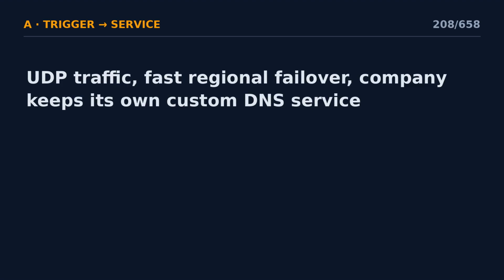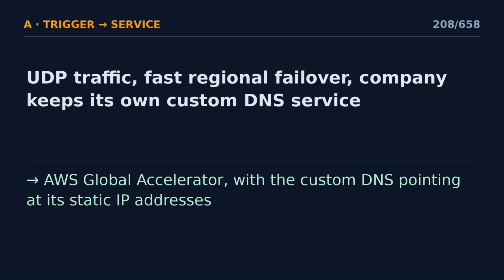UDP traffic, fast regional failover. Company keeps its own custom DNS service. Answer: AWS Global Accelerator with the custom DNS pointing at its static IP addresses.